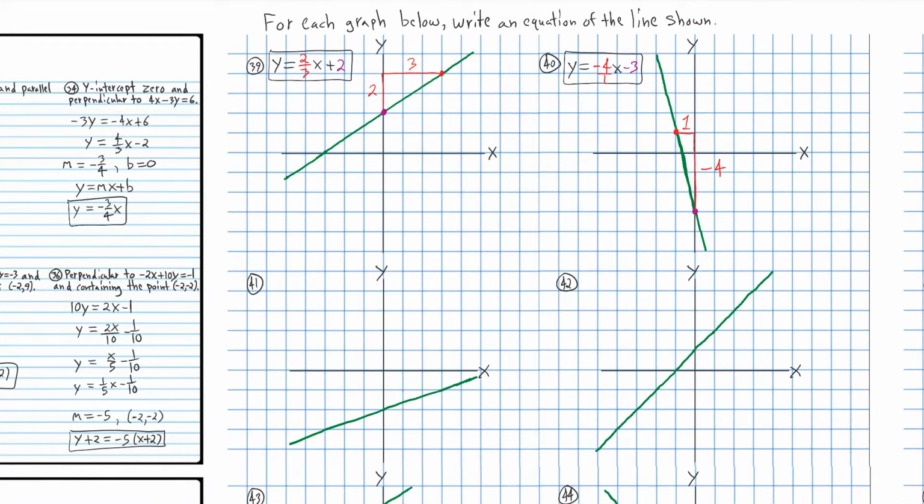Try number 41. Again, you're going to find the y-intercept if you can. That's where the line crosses the y-axis, and the y-intercept is going to go here. And then you're going to find 2 points that are at corners of the squares on the grid that are on the line. And then you're going to do rise over run to find the slope. And then you're going to use the slope and the y-intercept to find the slope-intercept form of the equation. So try number 41. When you come back, we'll do it together.